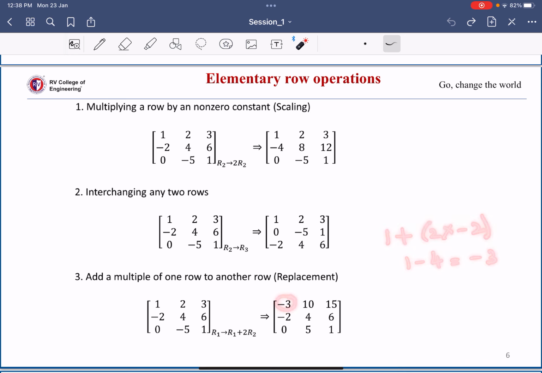So how did we get 10? So similarly, 2 plus 2 into 4, we get 10. How did we get 15? 3 plus 2 into 6, we get 15. So these are the three types of elementary row operations or row transformations of a matrix.